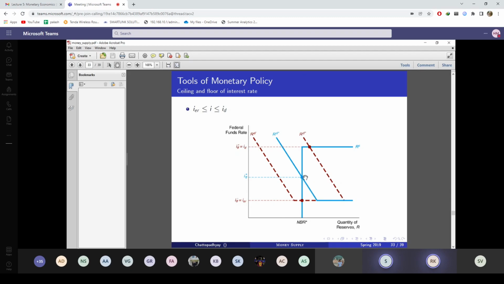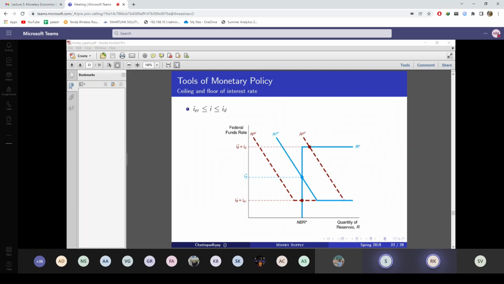This is basically my initial equilibrium. Then if my reserves demand falls, it touches the horizontal portion at IER. If reserves demand rises, it touches the horizontal portion over here. The market interest rate cannot go above ID, and it cannot go below IER. Intuitively, it is very interesting.